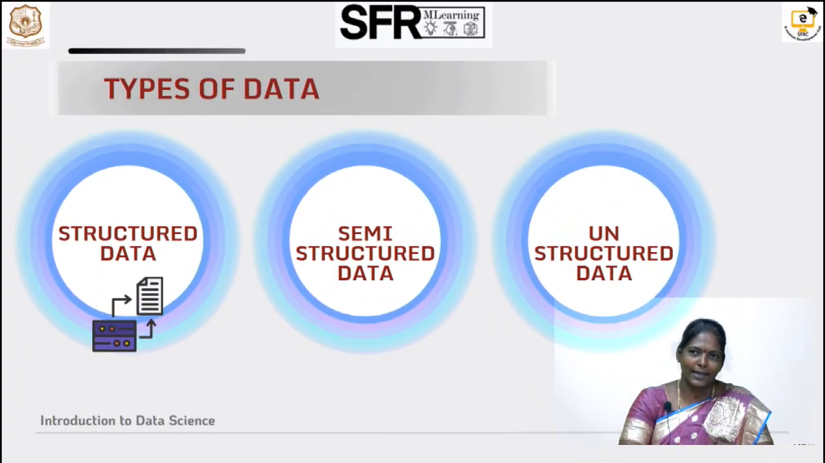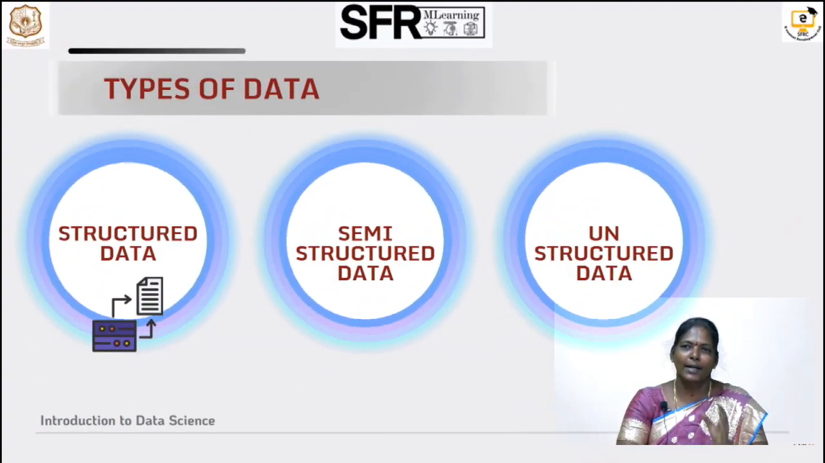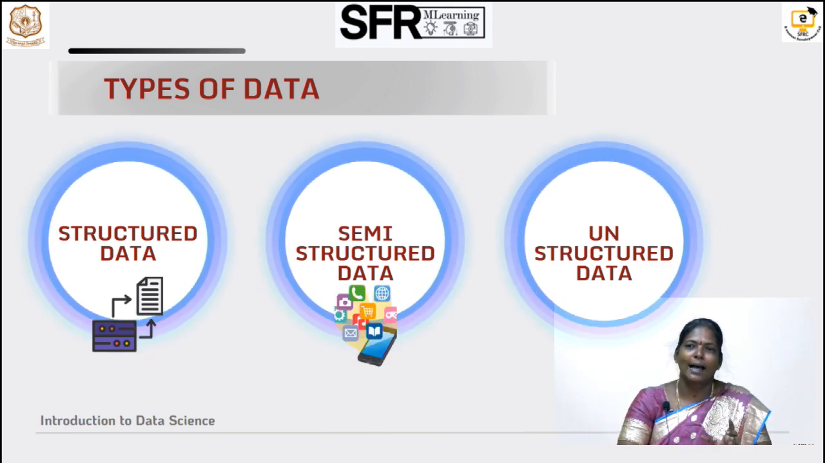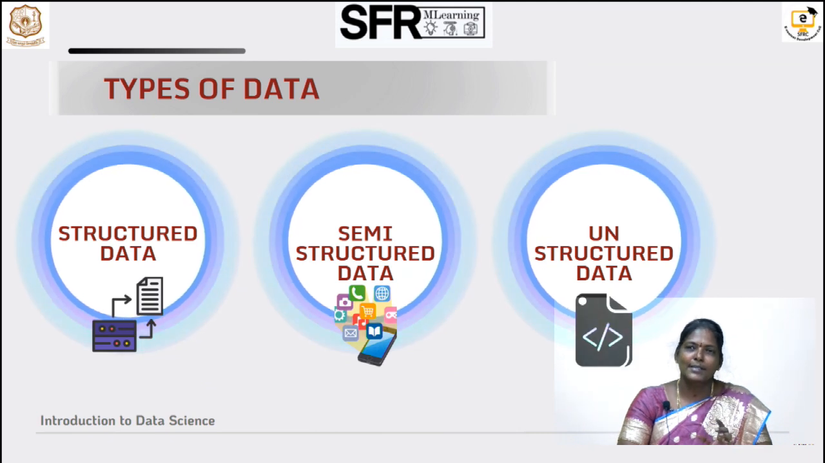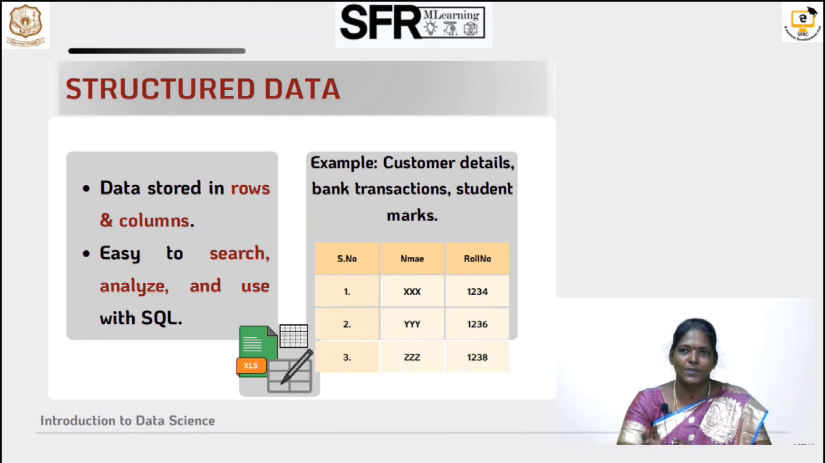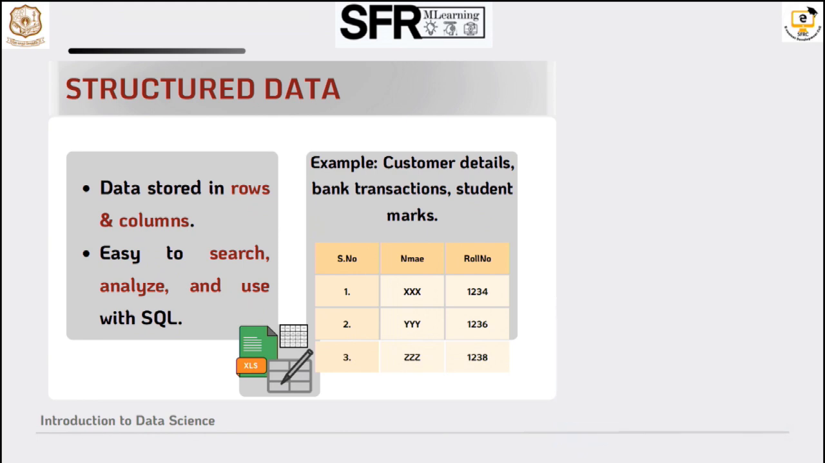These are the different data types that are mainly categorized. Data is mainly categorized as structured data, semi-structured data and unstructured data. Structured data means the data that is structured in rows and columns, that is, it has a fixed format. That's why it's very easy for us to analyze and search the data. For example, we can use SQL for doing our work easily, isn't it? Examples of structured data are customer details, bank transactions and student marks.